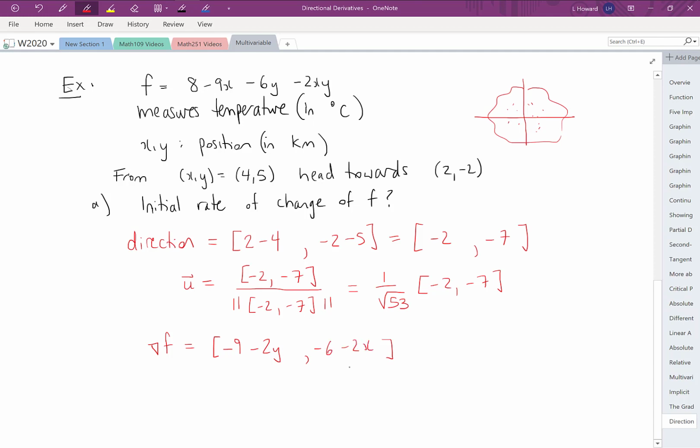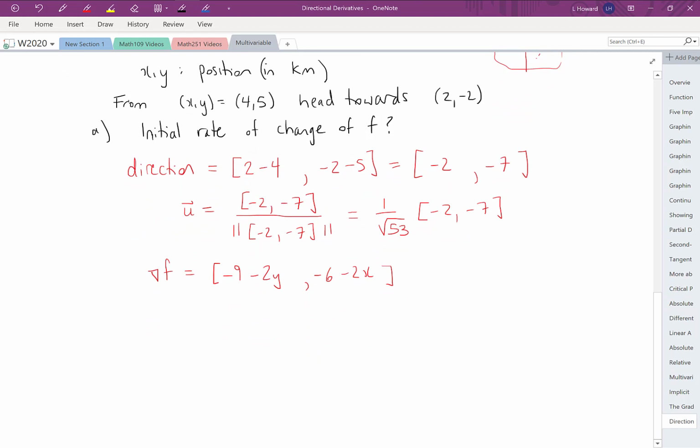Okay, now we actually need to evaluate this gradient at whatever our starting point is. And we can see from the question, the point that we are starting at, 4, 5. So those are the values that we want to sub into the gradient, and you can just write something like gradient of f at 4, 5 if you want to show that you're evaluating. Okay, so let's plug in. The y value is 5, so that first component is going to be -19. The x value is 4, so we're going to have -14 for our second component.